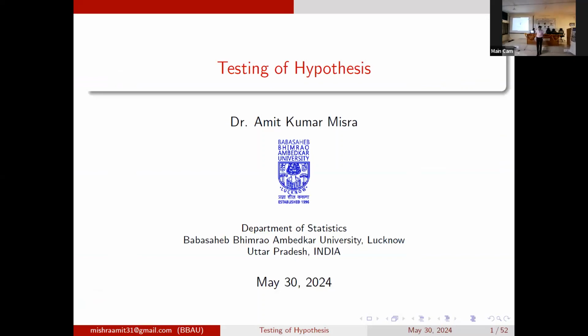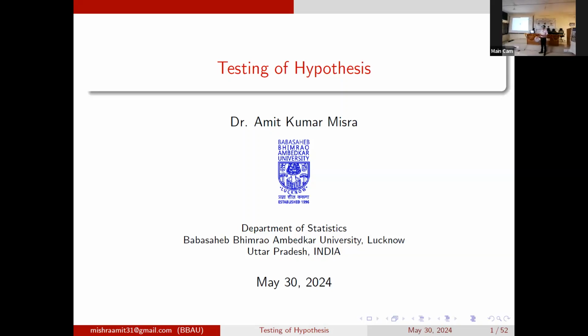So testing of hypothesis is part of statistical inference. And statistical inference actually has two things. One is estimation, another is testing of hypothesis. I think someone must have covered the estimation part.